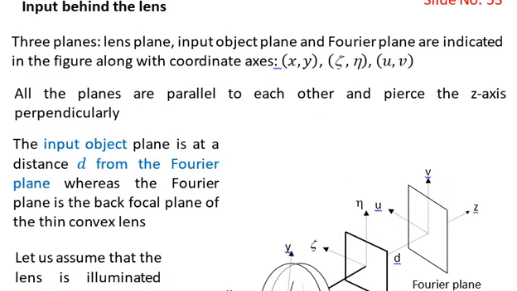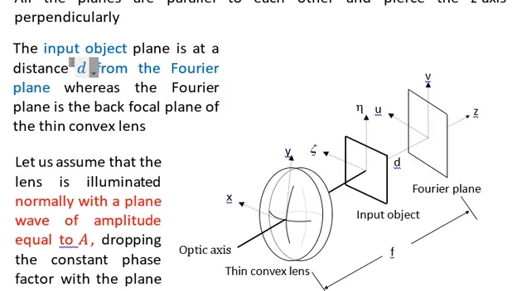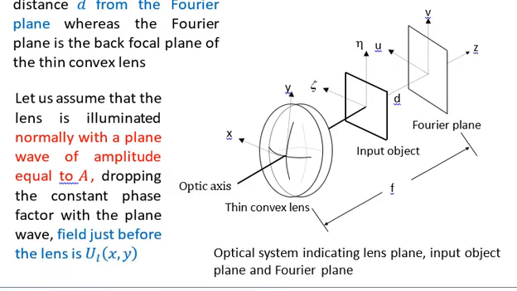So let's read the statement. The three planes, lens plane, input object plane and the Fourier plane, are indicated in the figure along with the coordinate axes x, y, zeta, eta, u, v. All the planes are parallel to each other and pierce the z-axis perpendicularly. The input object plane is at a distance d from the Fourier plane, whereas the Fourier plane is at the back focal plane of the thin convex lens.